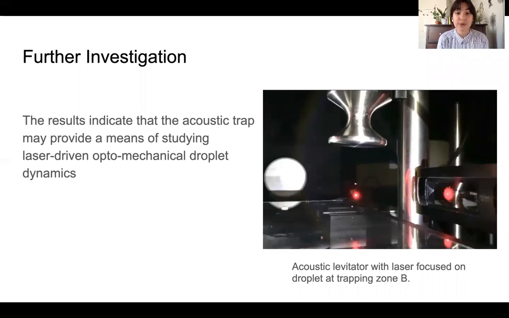Since trapping zone D has the weakest average effective trapping stiffness, laser beam experimentation will primarily be focused there. However, we plan to fully explore the odd dynamics of trapping zone C as well. Its circular trajectory may provide the weak horizontal trapping stiffness needed for laser beam interactions.